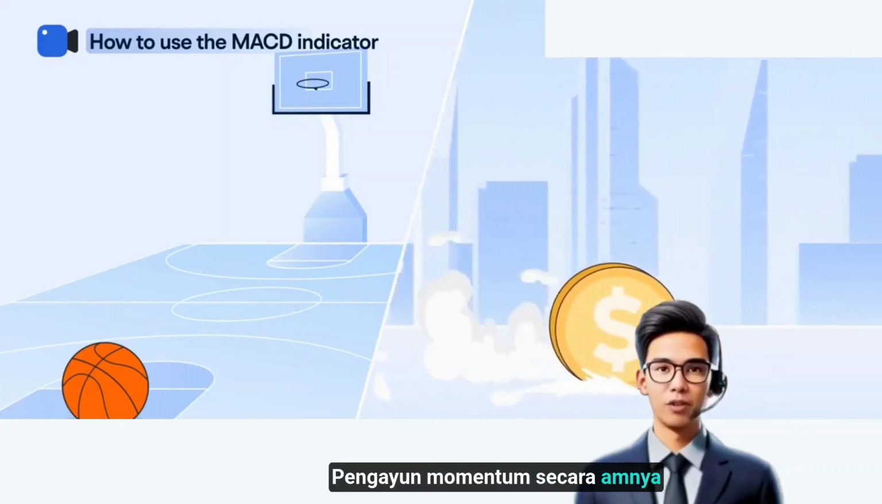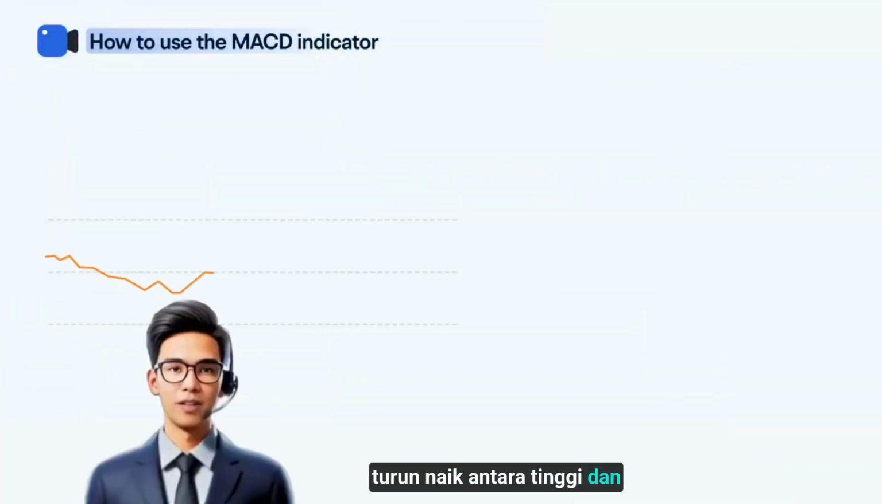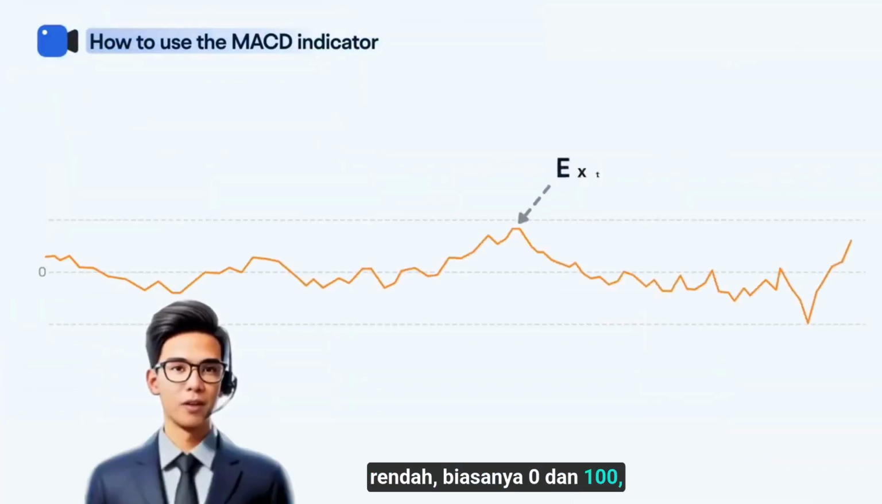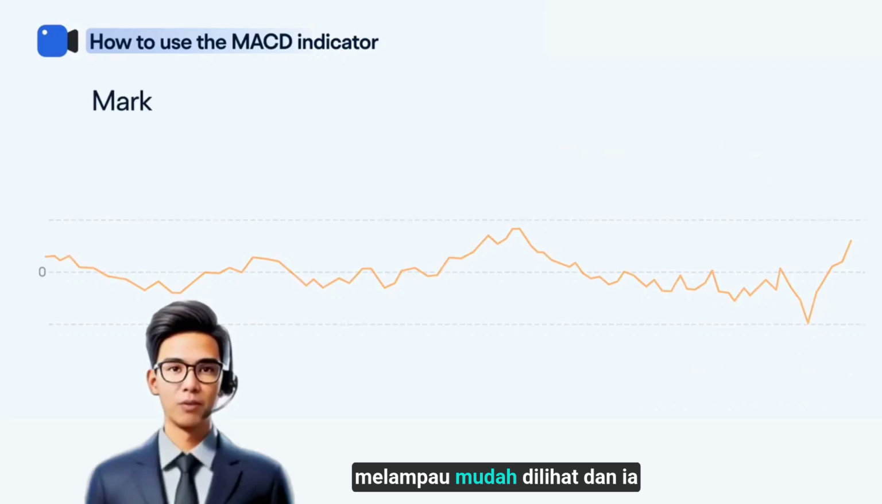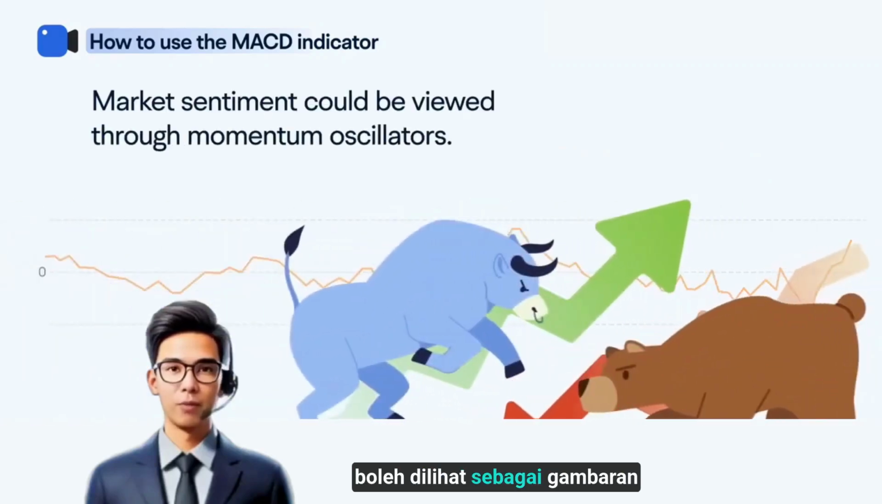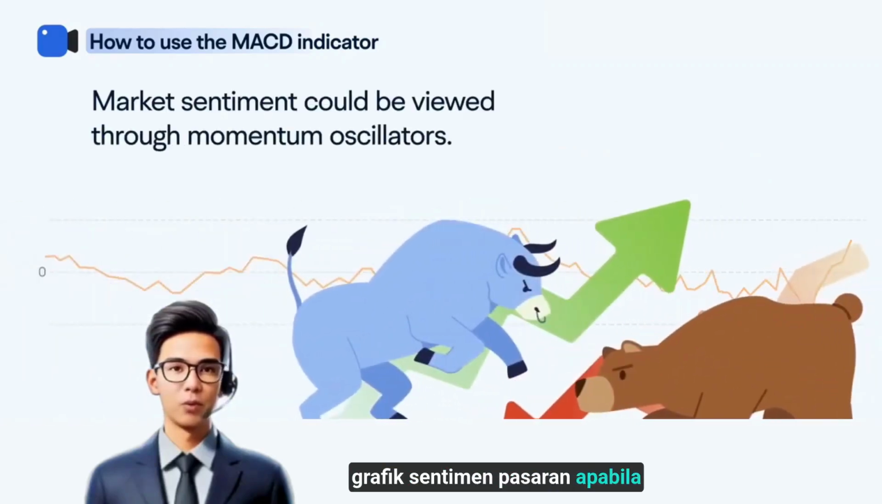Momentum oscillators generally fluctuate between a high and low, typically 0 and 100, or across a zero line, highlighting relative strength or weakness within a specific time frame. Because of this feature, extreme highs or lows are easily observable, and they could be viewed as graphic representations of market sentiment when trading activity is more aggressive than normal.